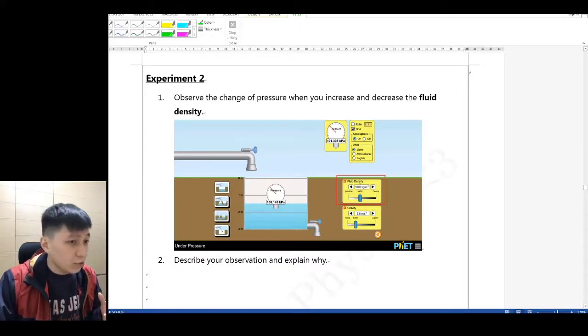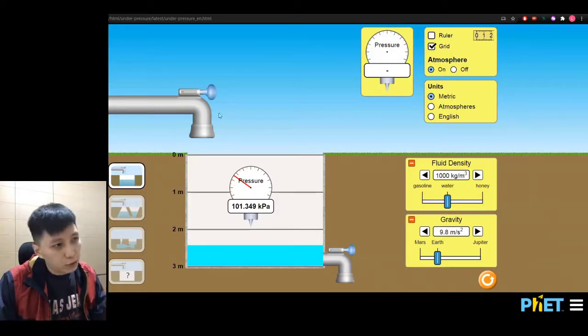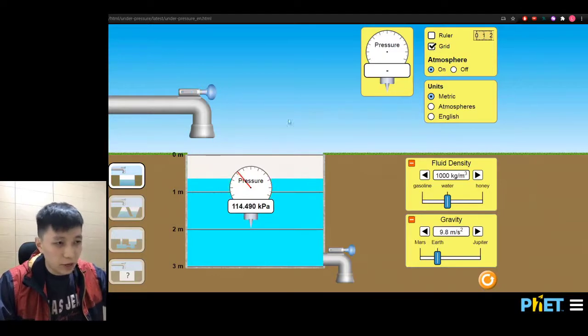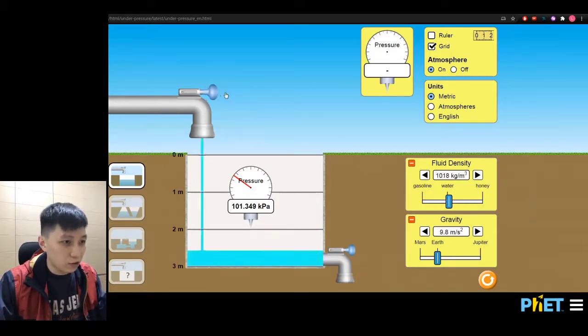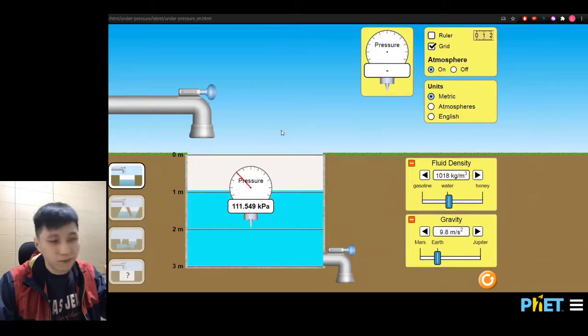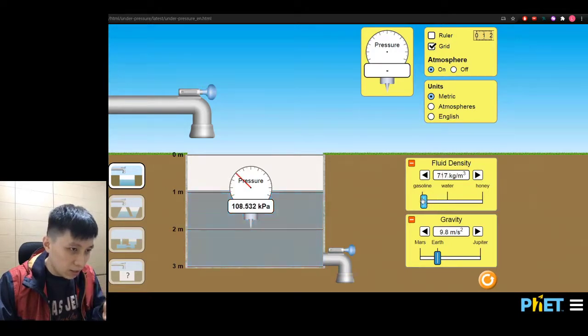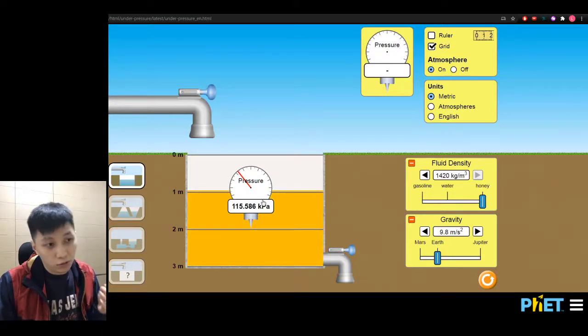Experiment 2. It asks you to change the fluid density, increase or decrease, and see what happens. So let's try to do it. Of course, you have to make sure that there is some liquid above you, otherwise, if you have literally no liquid or the liquid is below you, then of course it doesn't really change anything. So you really have to ensure that there is at least a bit of liquid above you. When we decrease the density, you can see that pressure decreases, and when we increase it, the pressure also increases.